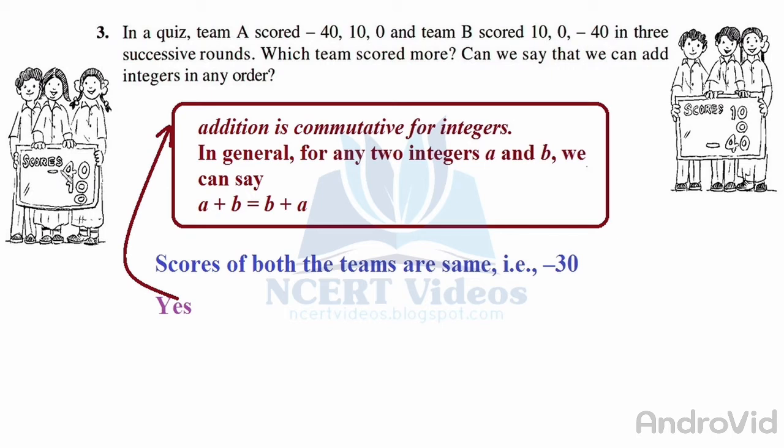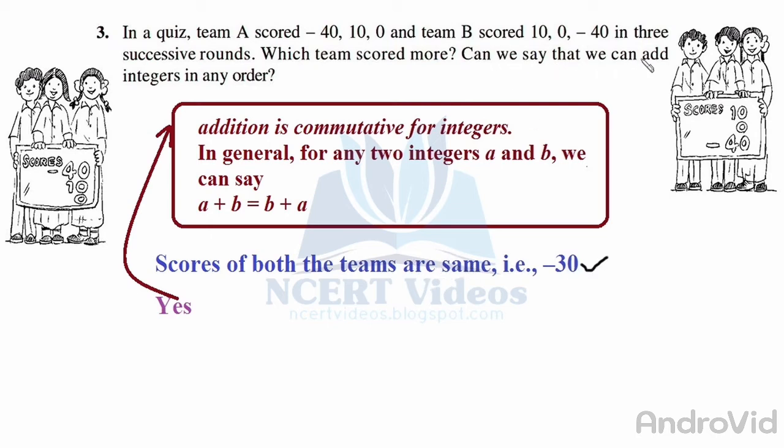That is total score of team A. 0 doesn't matter again. Now if you see, for the team B, scores are same, that is 10 and -40. Again the same thing, -30 comes. So scores of both the teams are same.